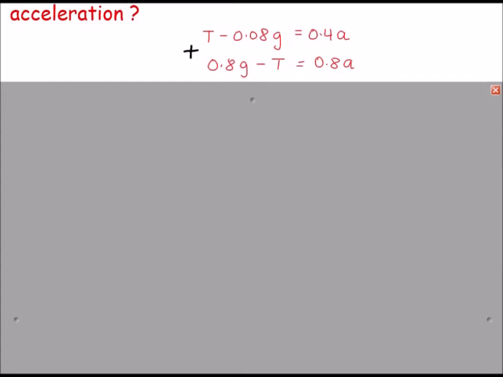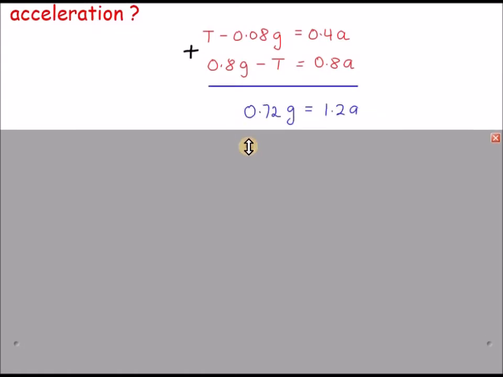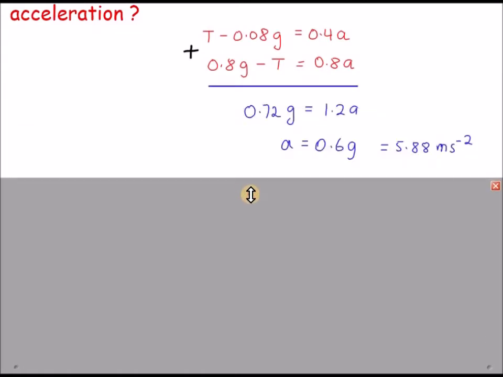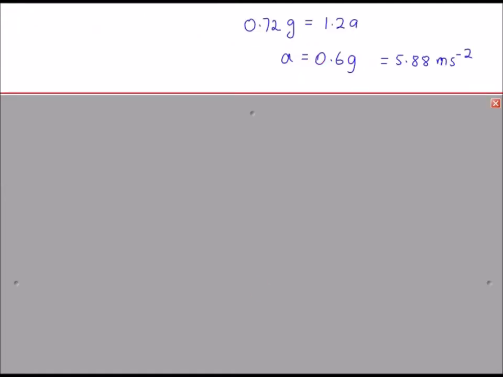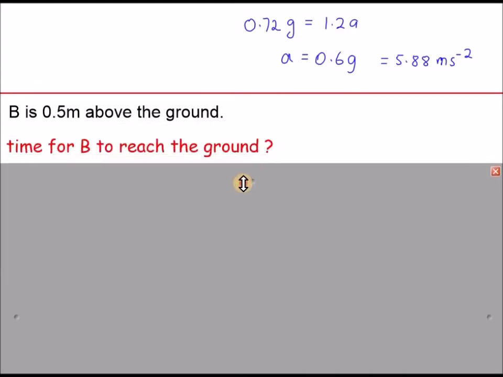To work out the acceleration of the system, if we solve both equations simultaneously, the acceleration in its exact form is 0.6 g, or 5.88 meters per second squared. And we're assuming that g is 9.8 meters per second squared. Now we can see that the acceleration is a constant. It's not a function of time. So we can use SUVAT formulae for problem solving.